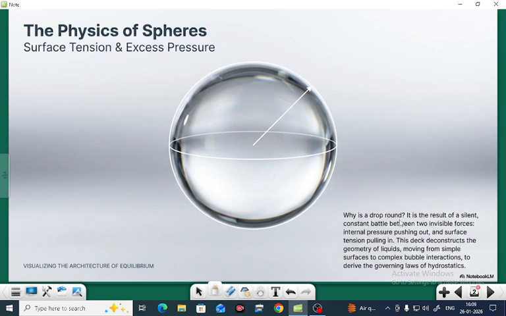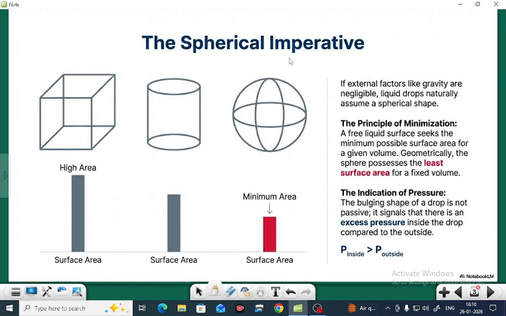Why is a drop round? It is the result of a silent, constant battle between two invisible forces: internal pressure pushing out and surface tension pulling in. This deck deconstructs the geometry of liquids, moving from simple surfaces to complex bubble interactions to derive the governing laws of hydrostatics.